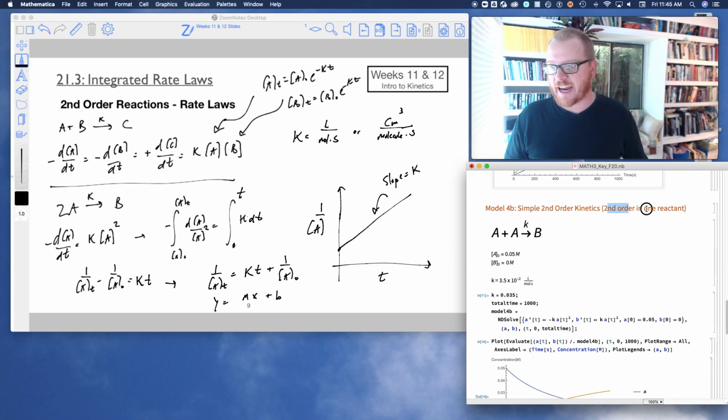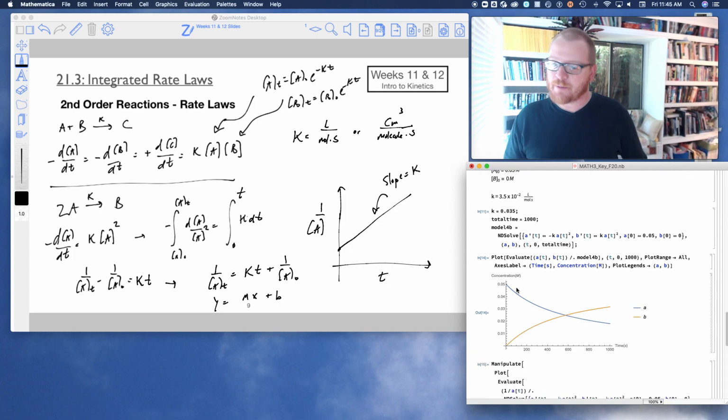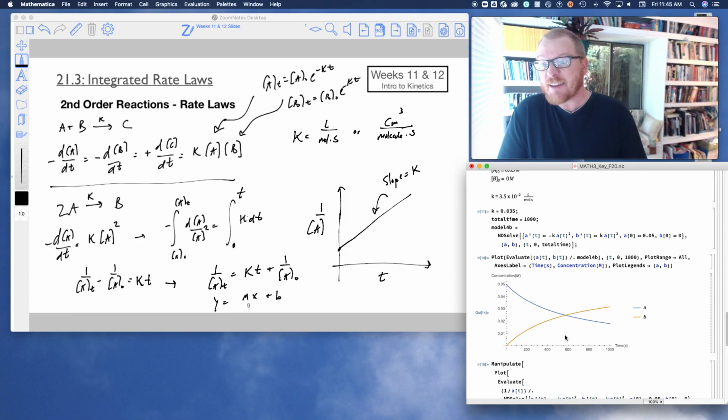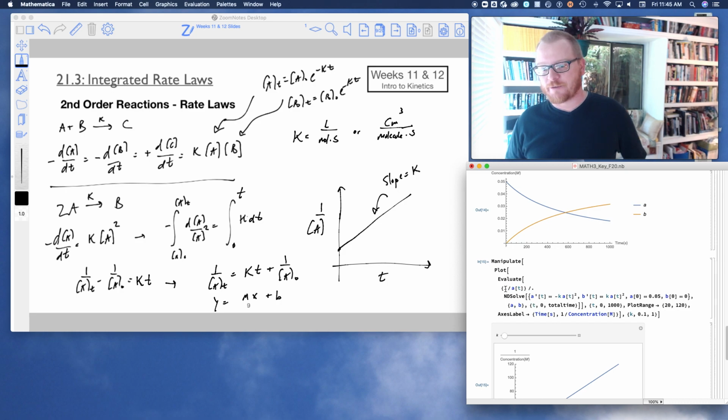Then to prove that to you, I made a new model, which again, you don't have to do. Model 4b, just second order in one reactant, A plus A, okay? I solved it for A and B, and when you look at this, you might think, well, that kind of looks like an exponential decay, and it does. My eyeballs aren't good enough to just look at that and know it's exponential. However, I can test it by, once again, evaluating 1 over the concentration, because if I plot 1 over concentration versus time and I get that positive slope straight line, then it's definitely a second order reaction in one reactant.